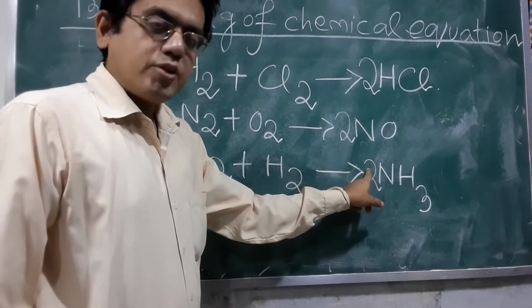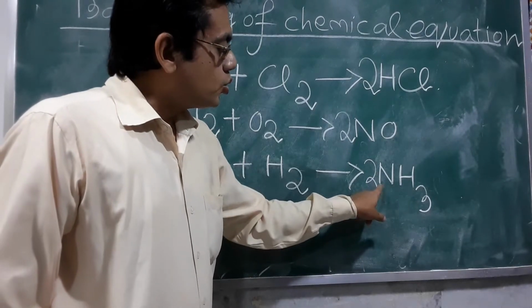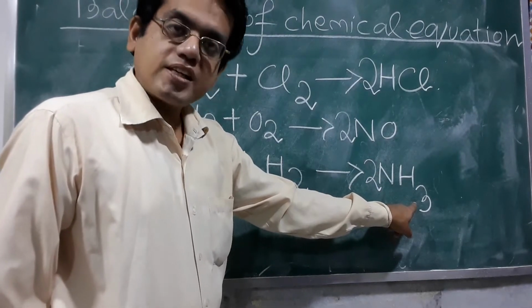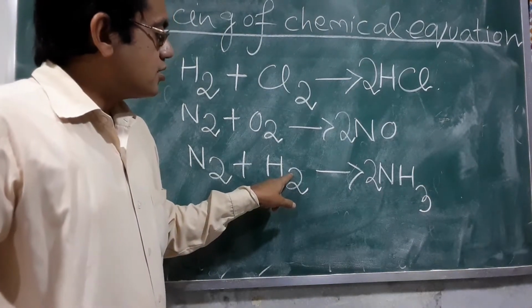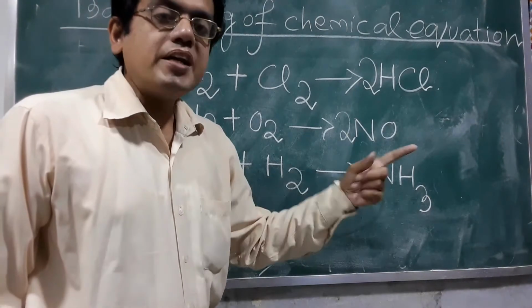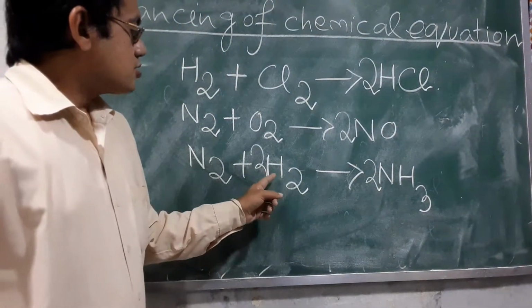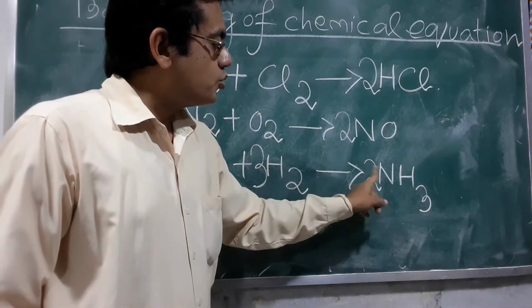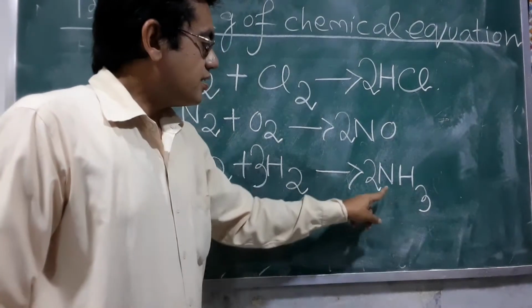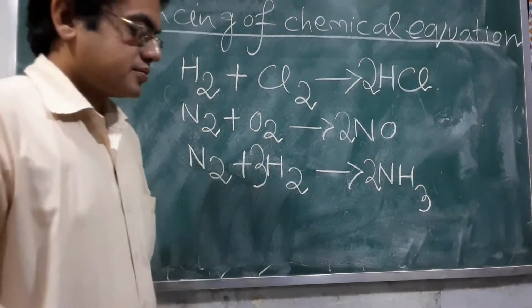Now when you are putting 2 over here, count the number of hydrogen atoms. 2 into 3 will give you 6 hydrogen atoms. And here only 2 hydrogen atoms. So 2 goes with 6 how many times? 3 times. So hydrogen 3 into 2, 6, hydrogen 2 into 3, 6, nitrogen 2, nitrogen 2, balanced.